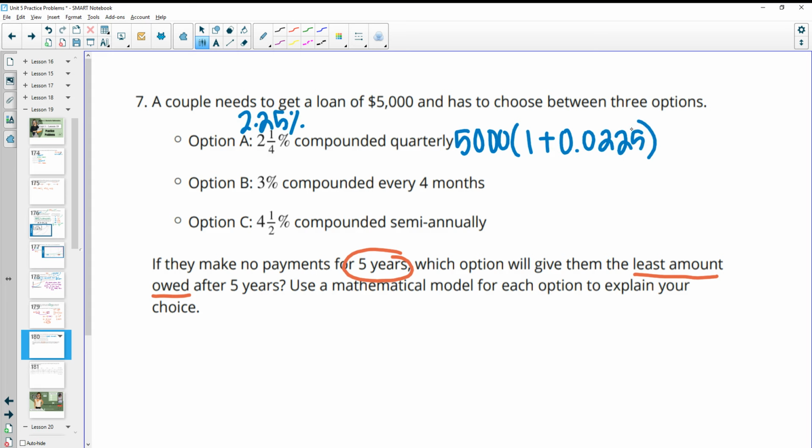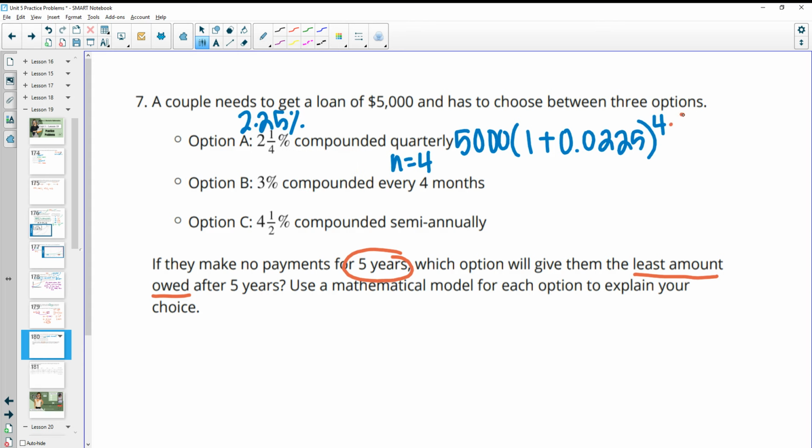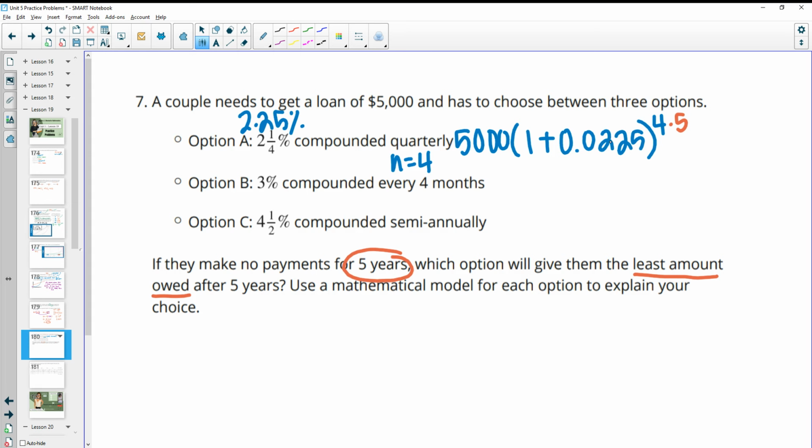And then this is being compounded quarterly, which means 4 times a year. So then we're going to do 4 times per year. And remember, this is for 5 years. So we don't need to divide up this interest rate because they've already done that for us since they told us this is the compounded interest rate. So now type that into your calculator and you get $7,802.55. So that's for option A.